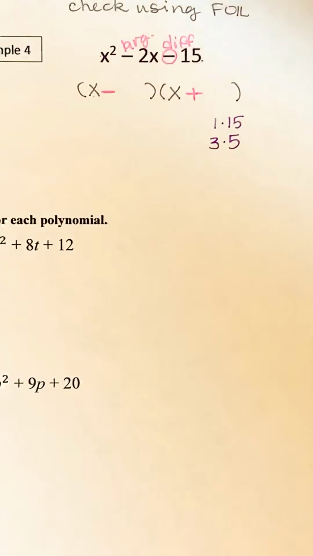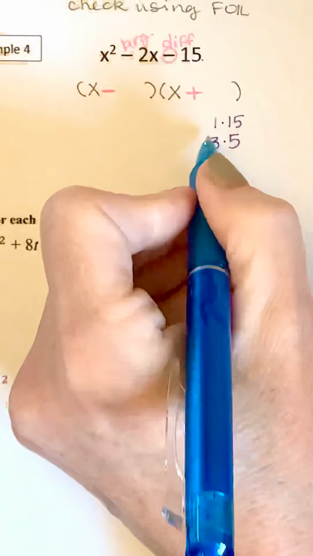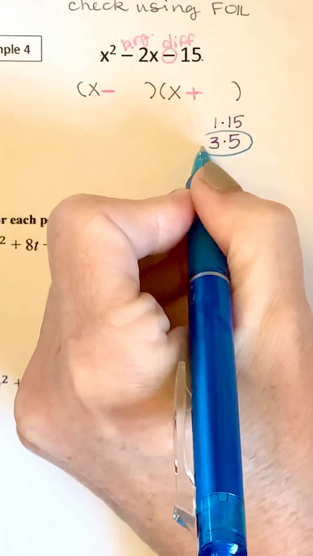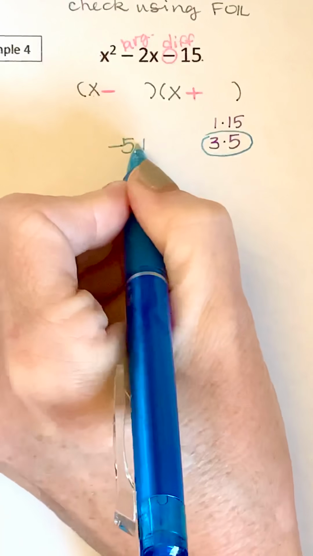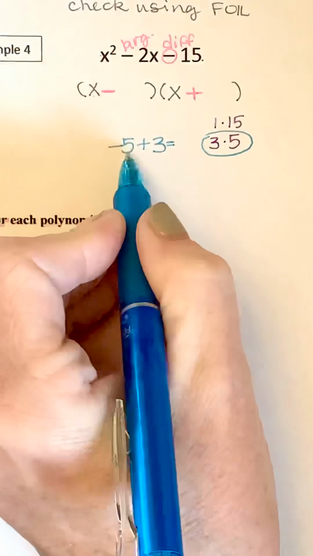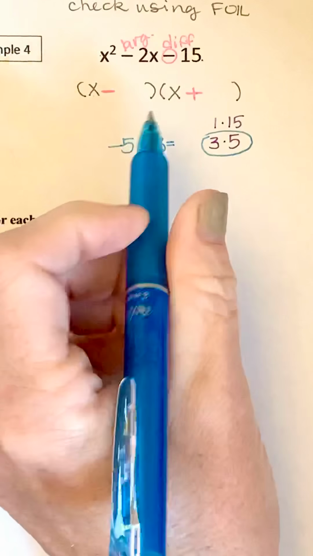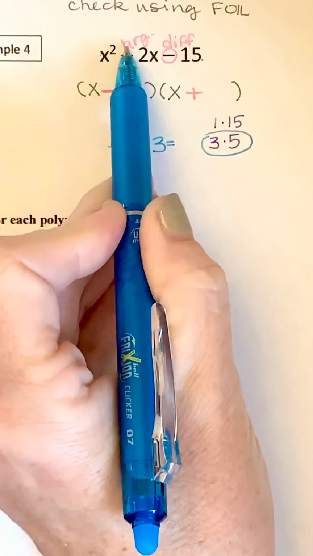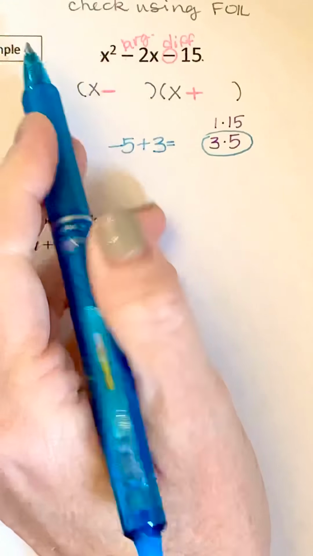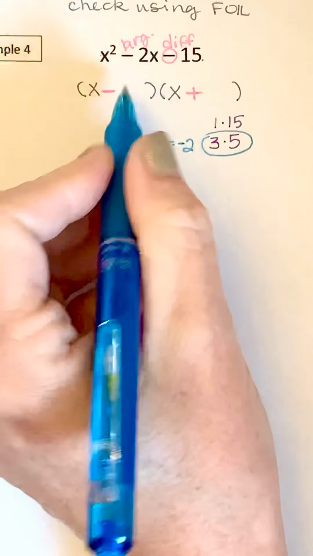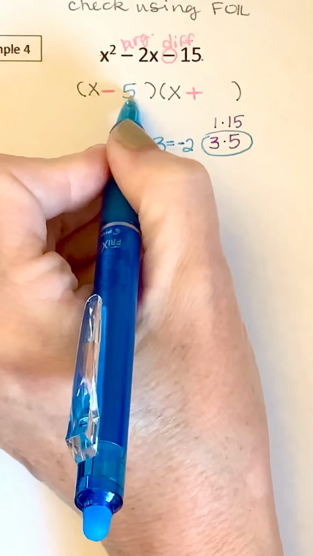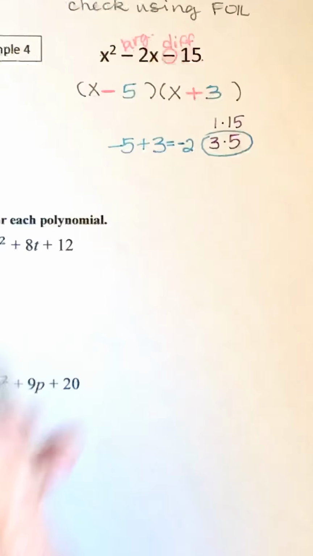And that's it. Now I need to decide which factor pair will combine to give me a negative 2. Well, it's a negative 5 and a positive 3. How did I know that the 5 was going to be negative? Because this told me the larger number will be negative. So negative 5 plus 3 is a negative 2. So I know that this one is going to be a minus 5 and this one is going to be a plus 3.